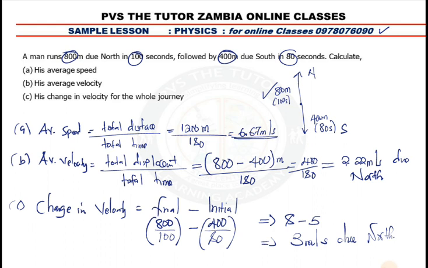Okay. If you want, you can start with the 400 as the final minus the initial, which is the 800, but you're going to get a negative answer. But that negative answer, you can just write it as 3 meters per second due north. There's no problem. Okay.